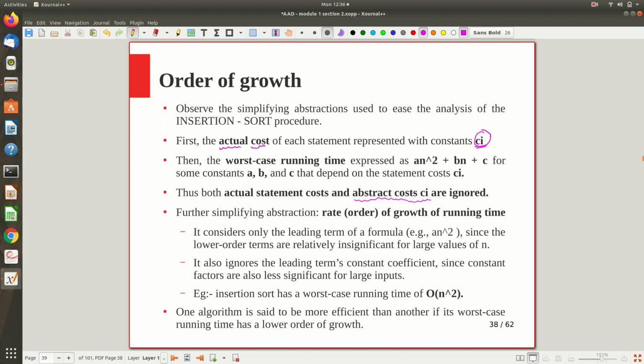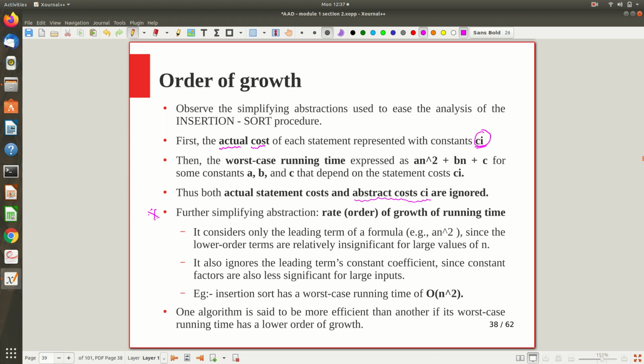Now, for one more level of abstraction, the further simplifying abstraction is what we call the rate or the order of growth of the algorithm. This is important. This is what we are doing in asymptotic analysis. Asymptotic analysis is the most abstract form of analysis. It ignores all the background details, all constants, all smaller terms, everything, and just focuses on the dominant term.